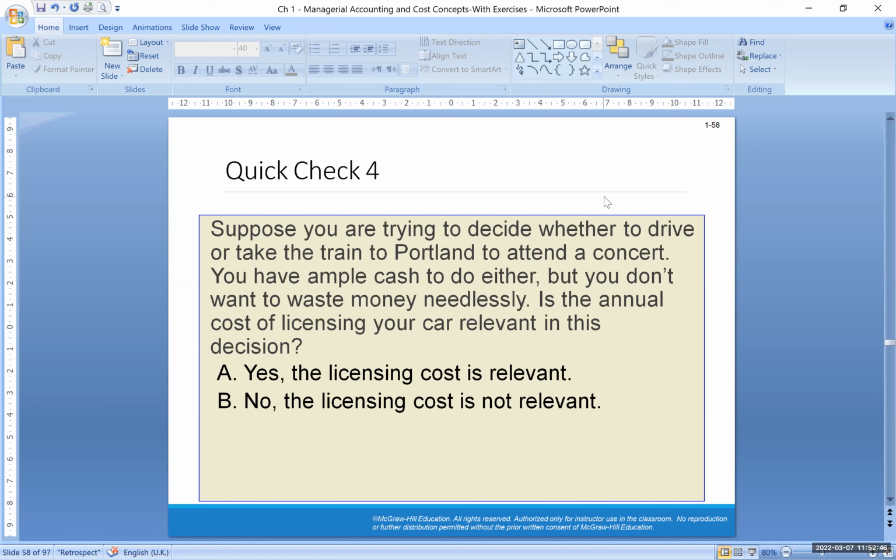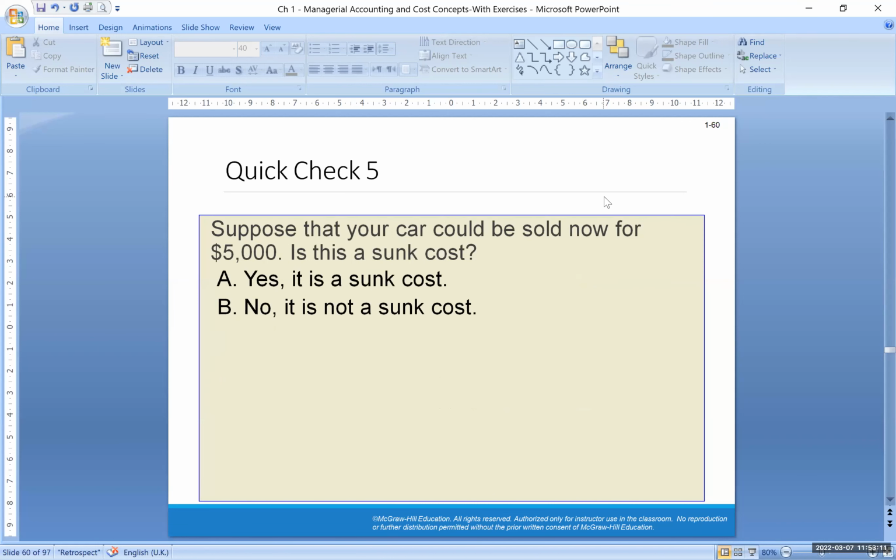No, because my decision will not be changed depending on the license of my car. So this will not be relevant because it will not change my decision. It will not affect my decision to drive or to take a train to Portland. Then we will say it is not relevant in this case.